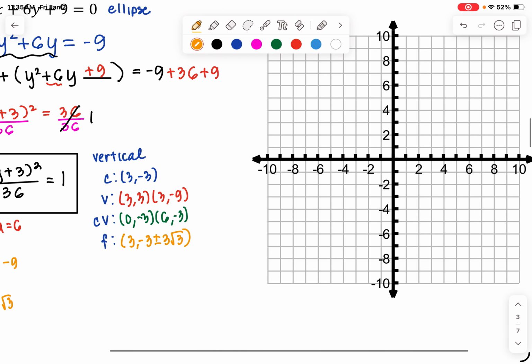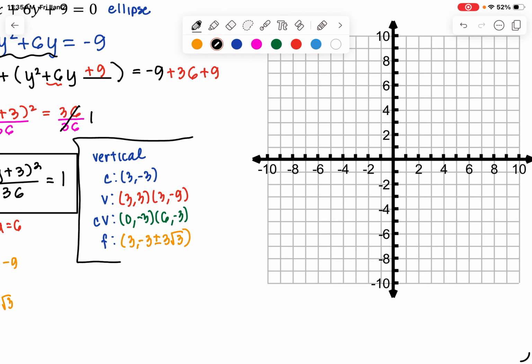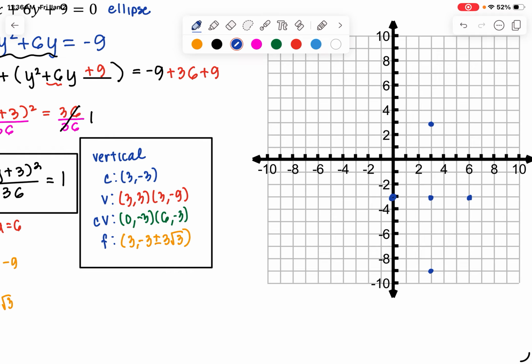Okay, let's go ahead and graph this. I'm going to box this important information so I have it. My center is 3, negative 3. Vertices are at 3, 3, and 3, negative 9. Co-vertices are at 0, negative 3, and where I go, 6, negative 3. Go ahead and make your ellipse.